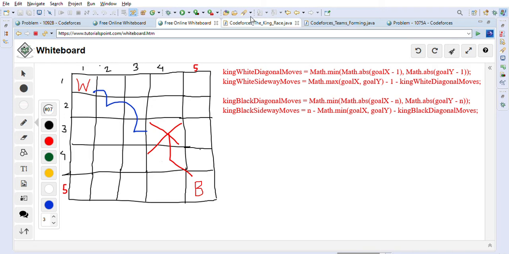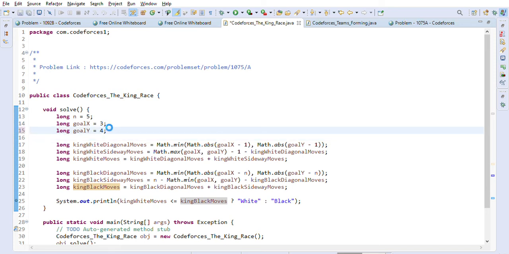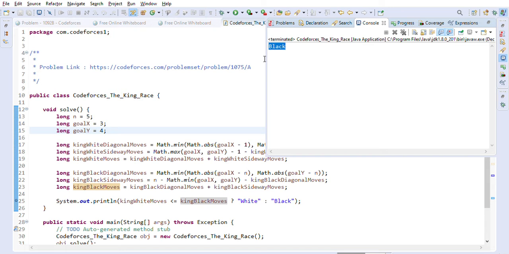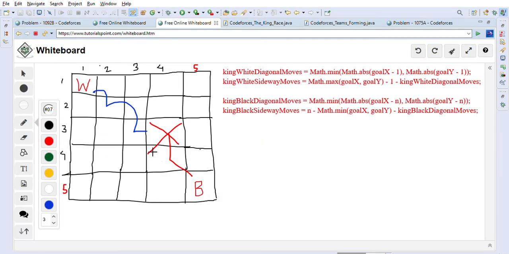So let's change our goal to 3 comma 4 and re-execute it. As you can see, black king is the winner in this case because he is reaching there fast, right? So let's just take one other move.